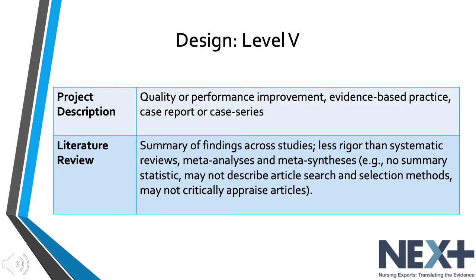Level 5 is non-research evidence. We have project descriptions and literature reviews. In contrast to Level 1, these literature reviews summarize findings across studies but have less rigor. Often these reviews will not include many details, if any, about the strategy to search for and select articles, or they will not have appraised the articles.